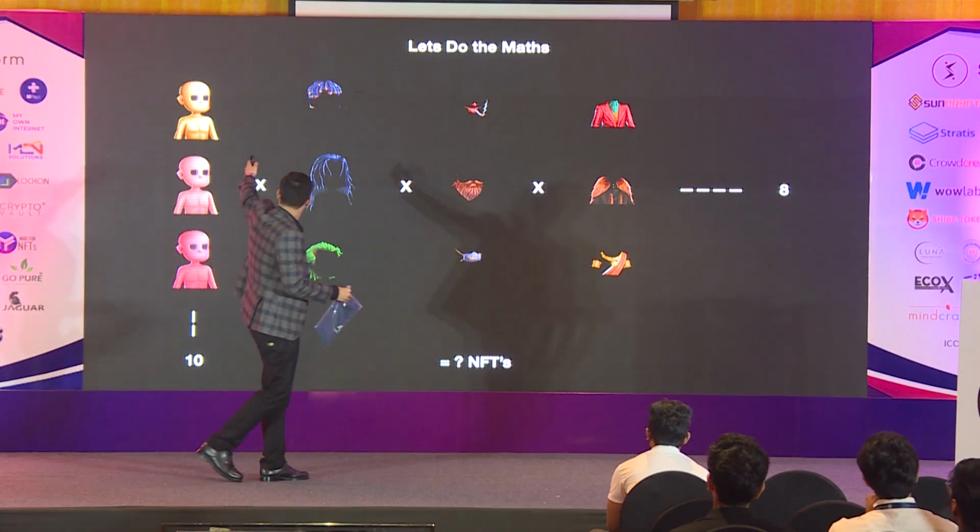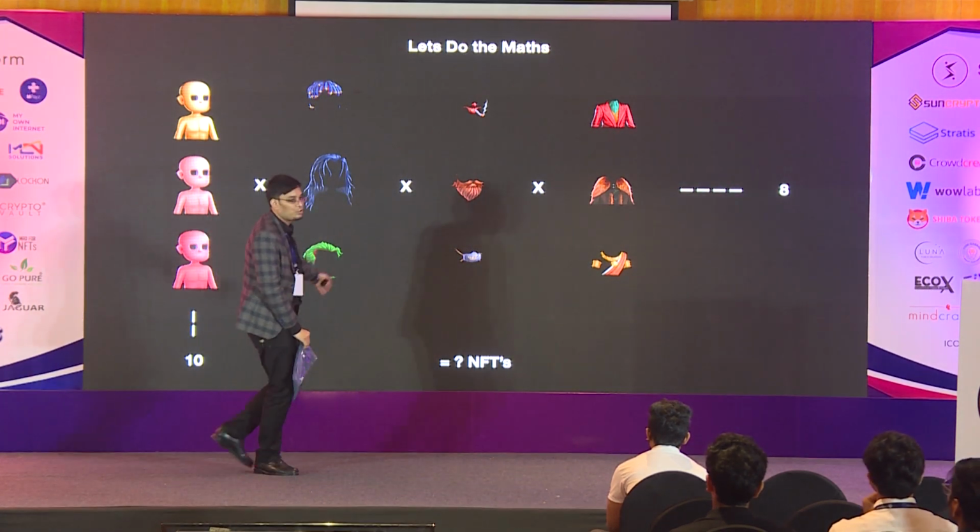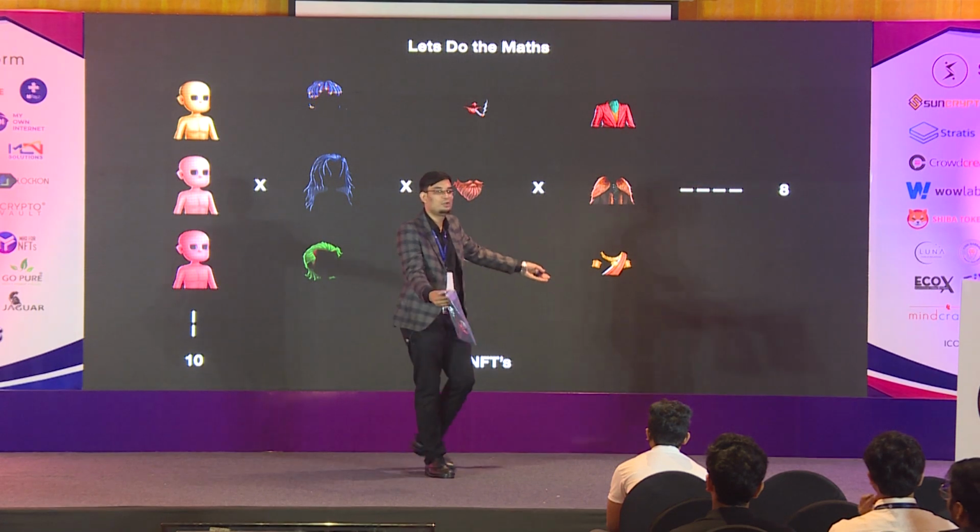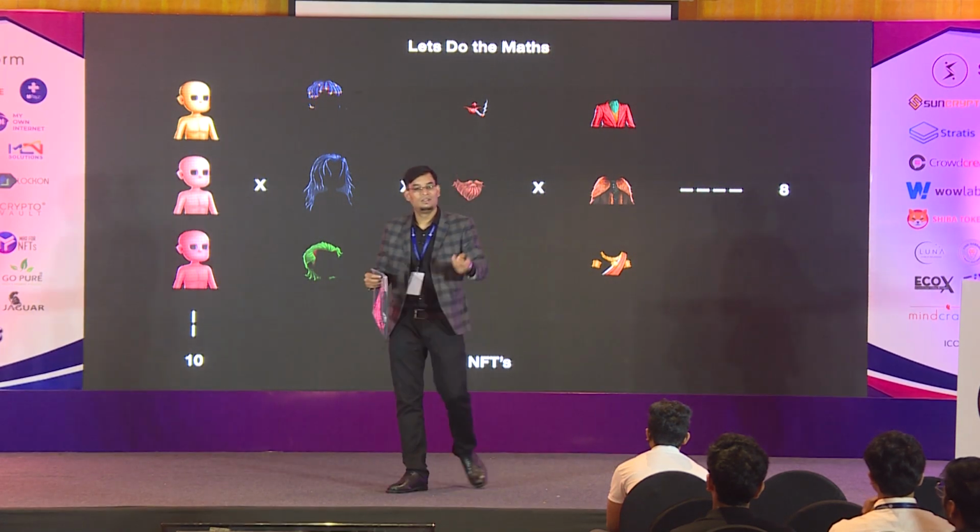I told you that this row multiplied by this row multiplied by this row multiplied by this row, that's going to be the answer. Use a calculator, whatever.